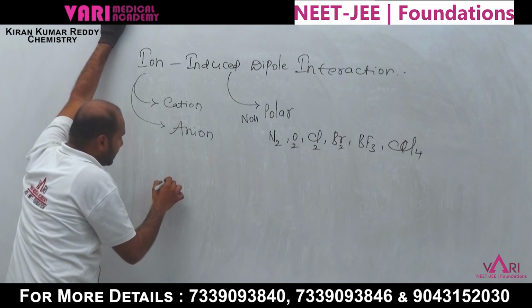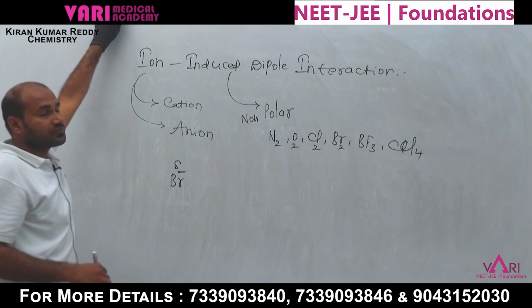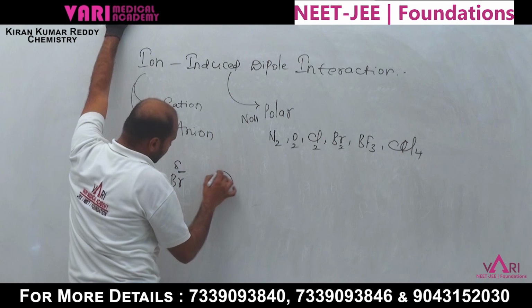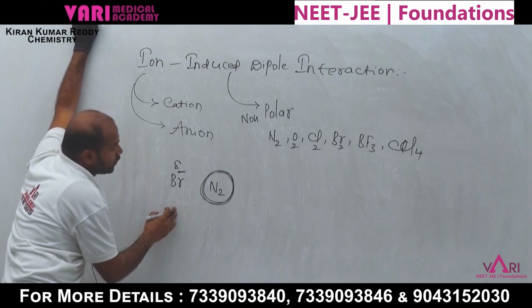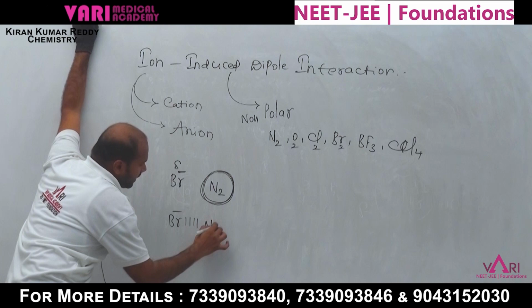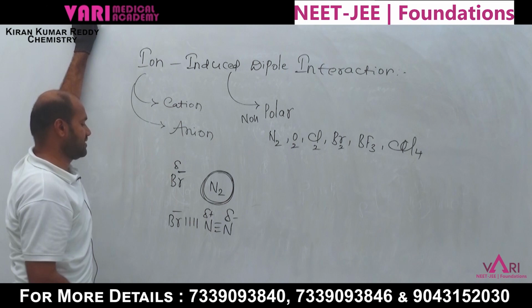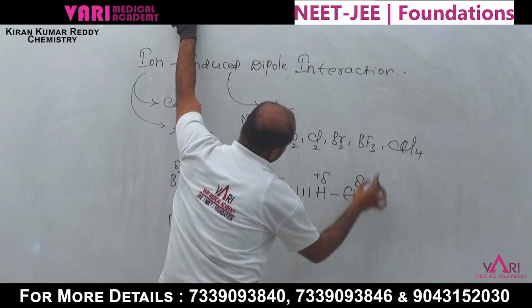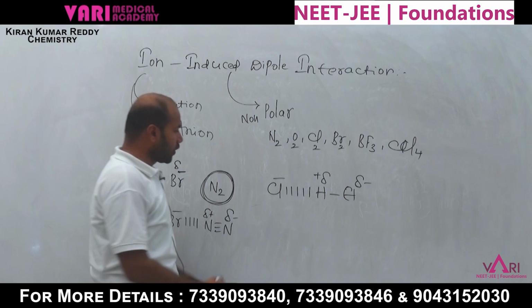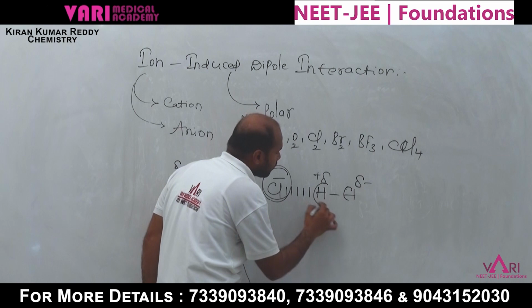First I take Br minus, a negatively charged ion. Another I take is an N2 molecule. Initially the N2 molecule is symmetrical. Now the ion induces charges on the nitrogen molecule. Br minus interacting with the non-polar nitrogen molecule creates plus here and minus there. Similarly Cl minus interacting with hydrogen creates plus here and minus there. The anion creates charges on the non-polar molecule.